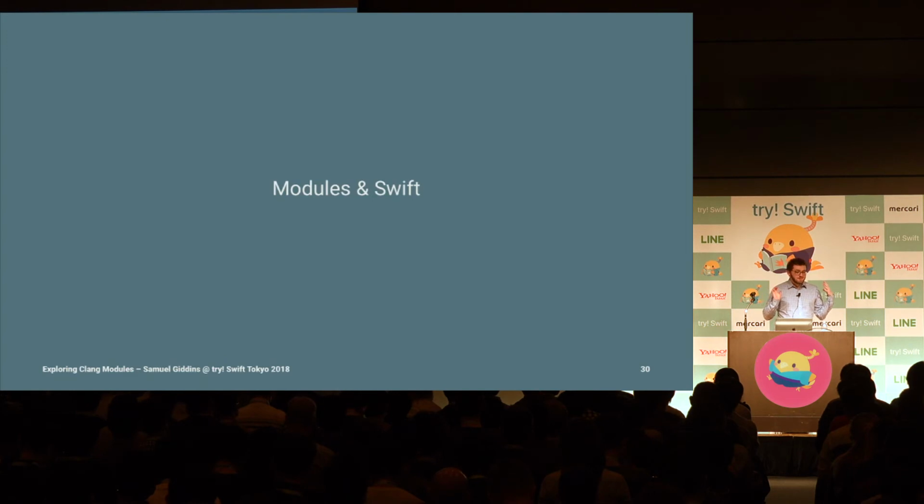So I know this is the part you've all been waiting to hear about. We are at a Swift conference. So Clang modules also provide a way for Swift code to be able to import Objective-C headers. They're the reason that, for example, import Foundation statements work in Swift. Of course, the other way is to import headers via a bridging header.